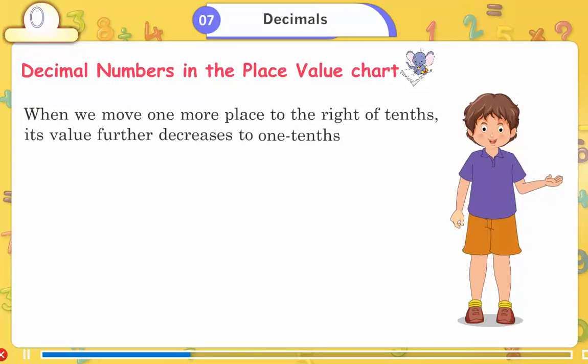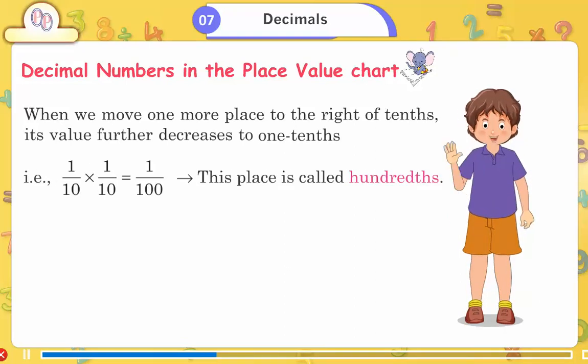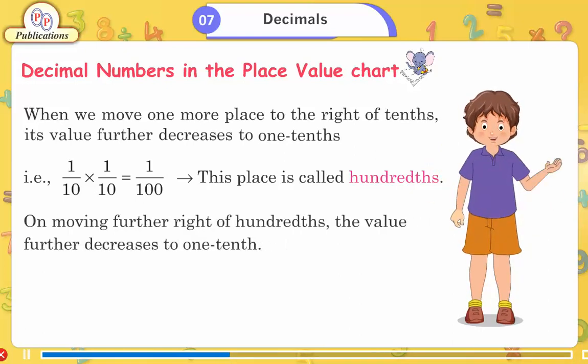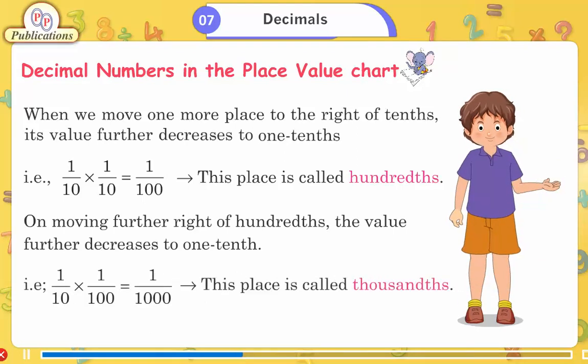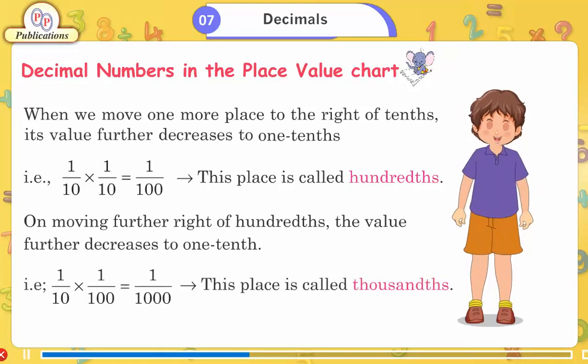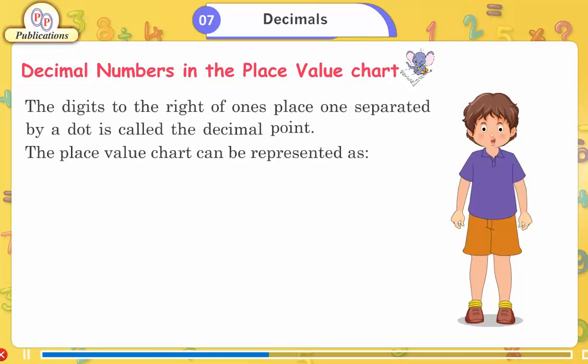When we move one more place to the right of tenths, its value further decreases to 1/10, that is, 1 upon 10 into 1 upon 10 is equal to 1 upon 100. This place is called hundredths. On moving further right of hundredths, the value further decreases to 1/10, that is, 1 upon 10 into 1 upon 100 is equal to 1 upon 1000. This place is called thousandths. The digits to the right of the ones place, separated by a dot, are called decimals, and the dot is the decimal point.